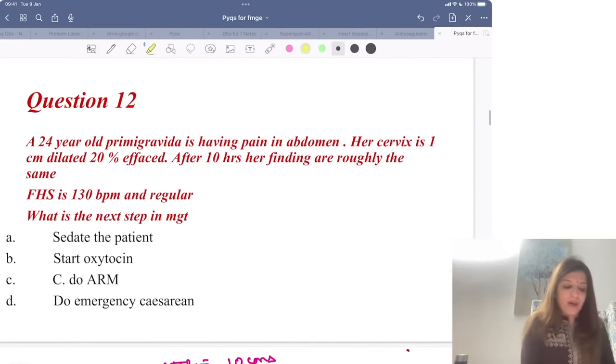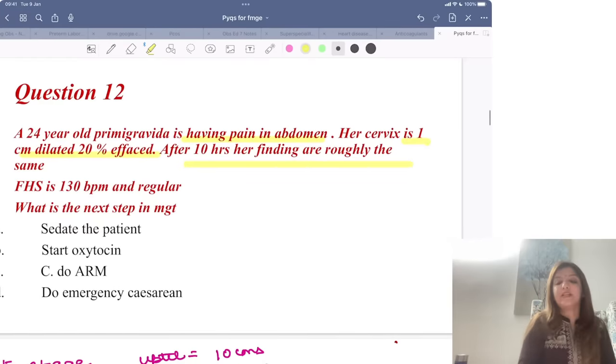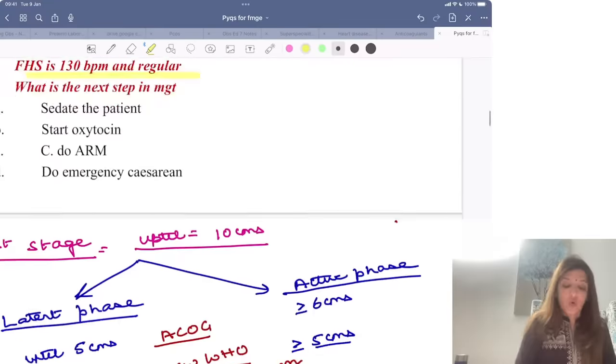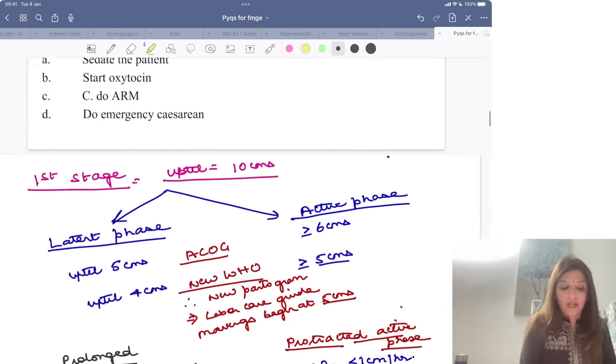Next question. A 24-year-old primi gravida is having pain in abdomen. Her cervix is 1 centimeter dilated, 20% effaced. After 10 hours, her findings are same. Fetal heart sounds is normal and regular. What is the next step in management? So, over here, quickly I'll tell you a few things.